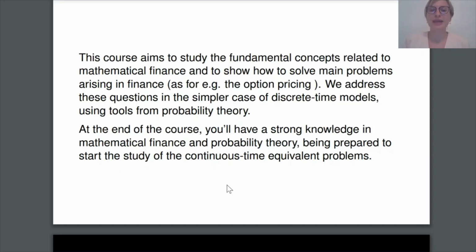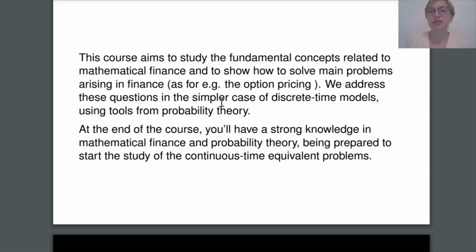So this course aims to study the fundamental concepts related to mathematical finance and to show how to solve main problems arising in finance. The most important problem that we are interested in is option pricing. Of course, you don't know for the moment what option means, what pricing means, that you'll discover during the course. All these problems will be addressed in the simple case of discrete time models, and the main mathematical tools come from probability theory.